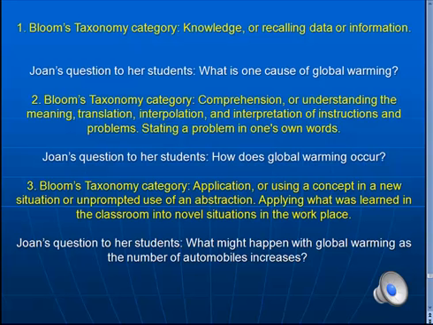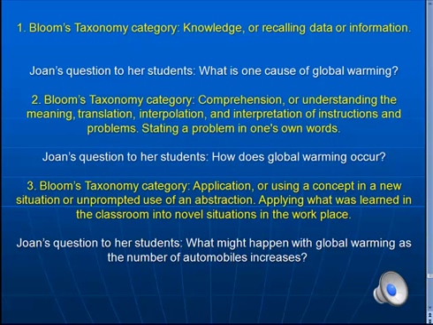If we look at the first two questions in this arc of questions, they're probably not earth-shaking. They're very straightforward. They're focused on literal understanding of text. In Bloom's taxonomy category knowledge, we can ask a question, as Joan does: what is one cause of global warming? And to check another lower level type of understanding, Joan asks a question like this: how does global warming occur? Which gets at students' comprehension of text.